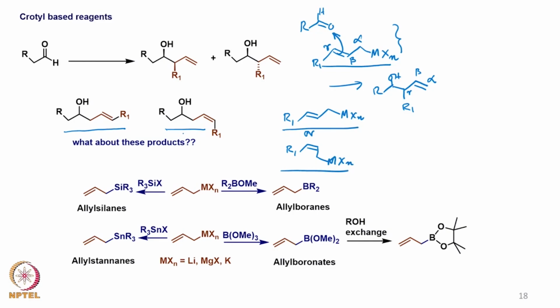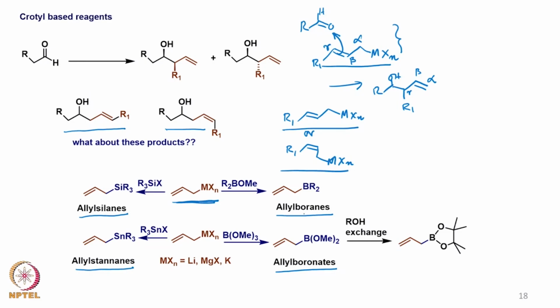Now, there are many other substrates which are very important, such as allyl silanes. So, if we have an allyl MXN bond, then if we react with say chlorotrimethylsilane or any other silyl halide or triflate whatever, then we can get the allyl silane. And if we react with this R2BOMe, then we can get the corresponding allyl boranes. If we react with trimethoxyborane here for example, then we can get allyl boronate, and if we react with the tin X, then we can get the allyl stannane.